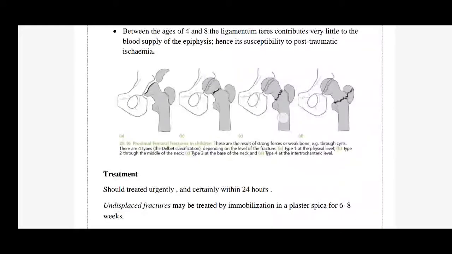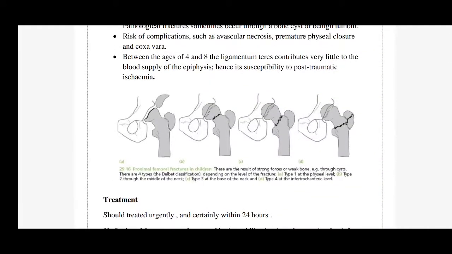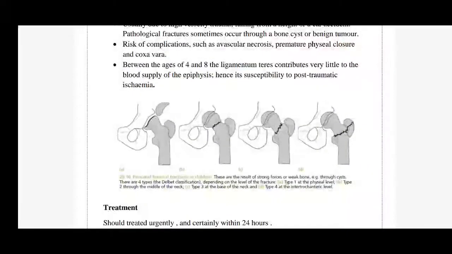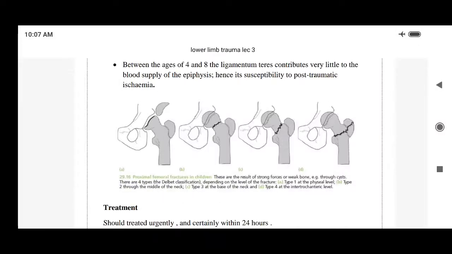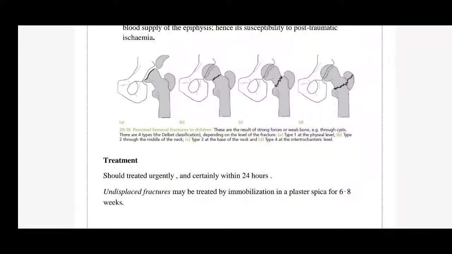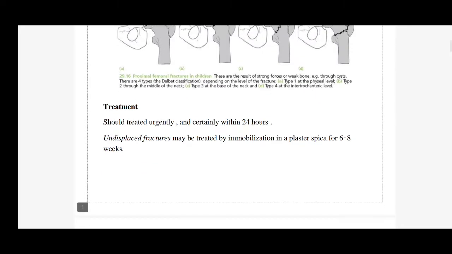Delbet classified the proximal femoral fracture in children into 4 types. Type 1 is the physeal separation or subcapital fracture. Type 2 transcervical. Type 3 basal cervical fracture, and type 4 intertrochanteric extension. This will guide the kind of treatment, and the treatment should be done urgently to avoid complications, and certainly within 24 hours. Non-displaced fracture is usually treated conservatively in plaster spica or hip spica for 6 to 8 weeks.